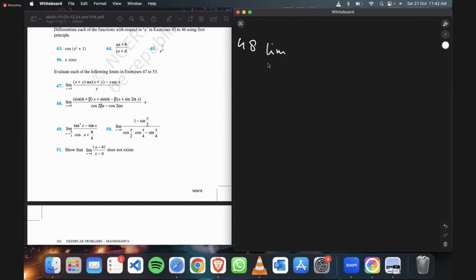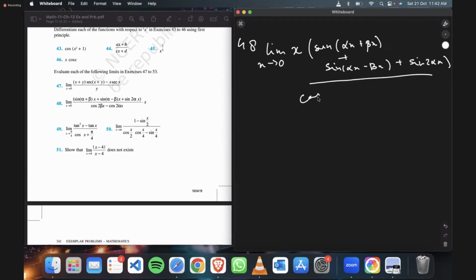Limit x tends to 0, there's an x, there is sine alpha x plus beta x, plus sine alpha x minus beta x, and plus sine 2 alpha x as well. And in the denominator, what do I have? Cos of 2 beta x minus cos of 2 alpha x.